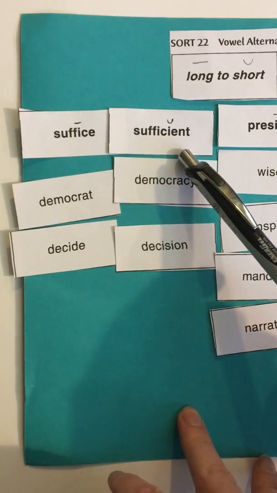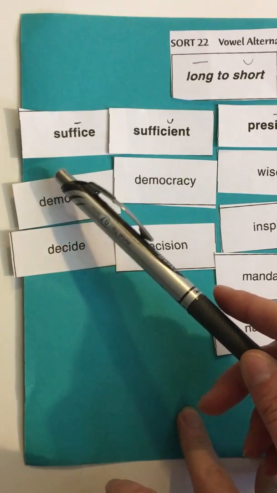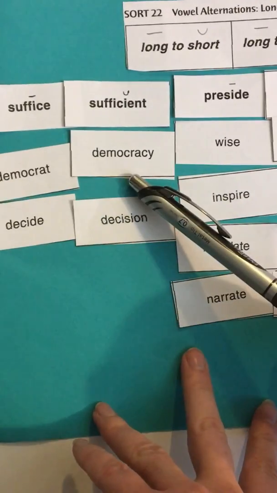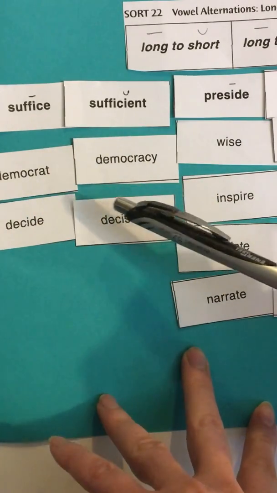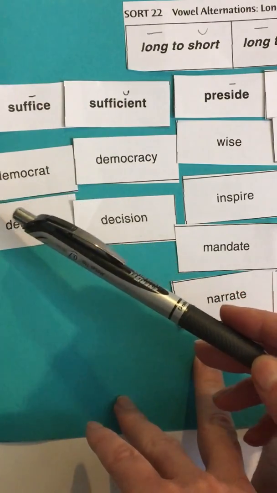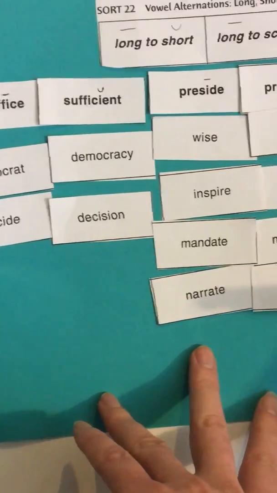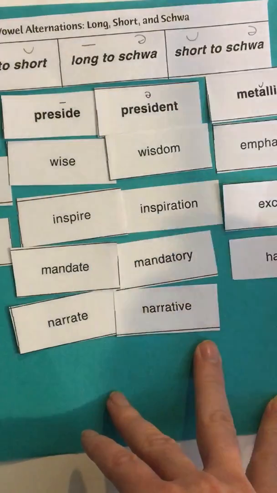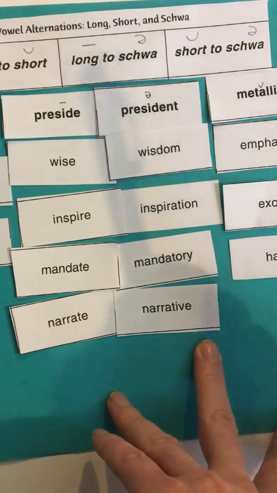Sufficient means you have enough. Suffice is what you say when you have enough. You say, that will suffice. That is sufficient. Democracy is when the whole population gets to be involved, and a Democrat has a couple different meanings, but it's someone who's in support of democracy. I think you know what many of these meanings are, though. Preside and president. The president actually presides over the country, or maybe just their school or their business.